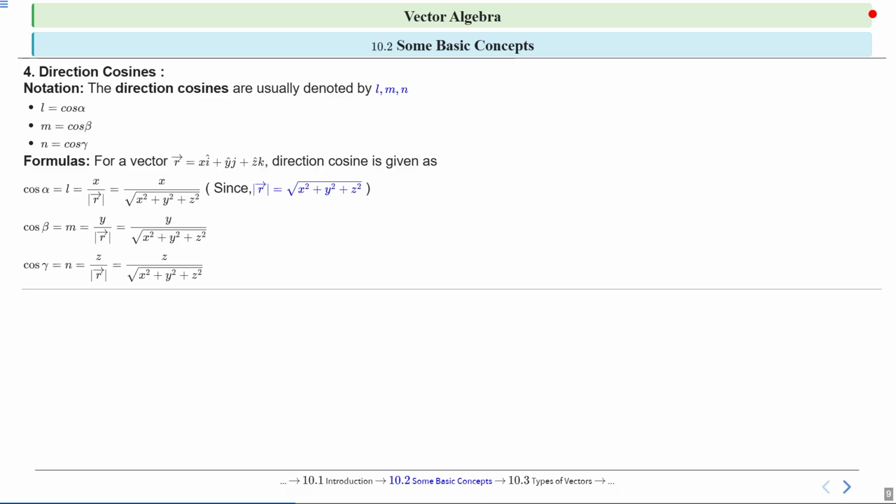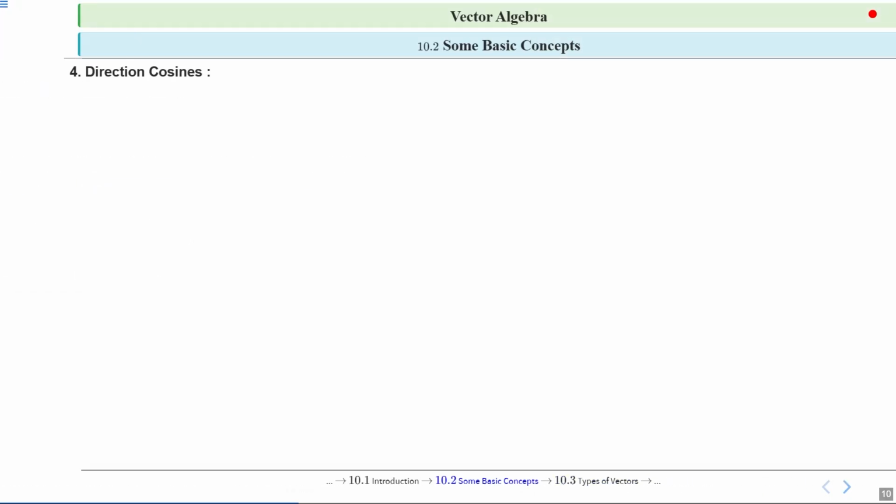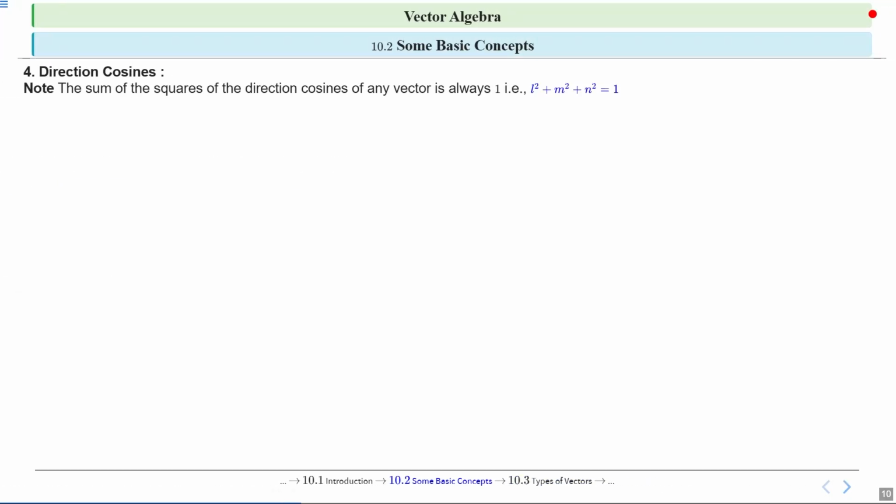Cos gamma is equal to n, which is z upon the magnitude of R vector, which is equal to z upon root over x square plus y square plus z square. Next, in direction cosines, note: the sum of the squares of the direction cosines of any vector is always 1, that is, l square plus m square plus n square is equal to 1.